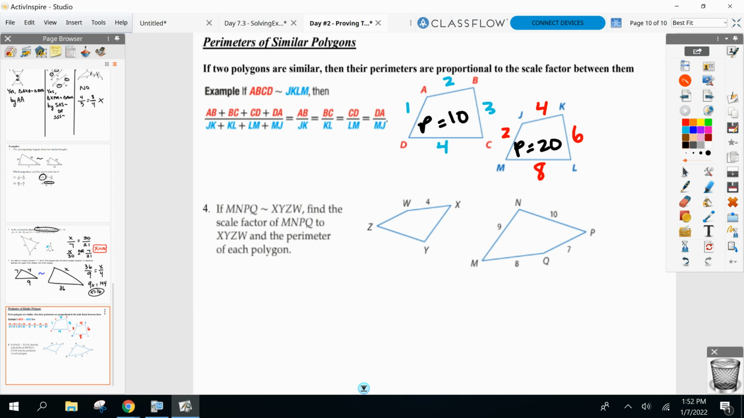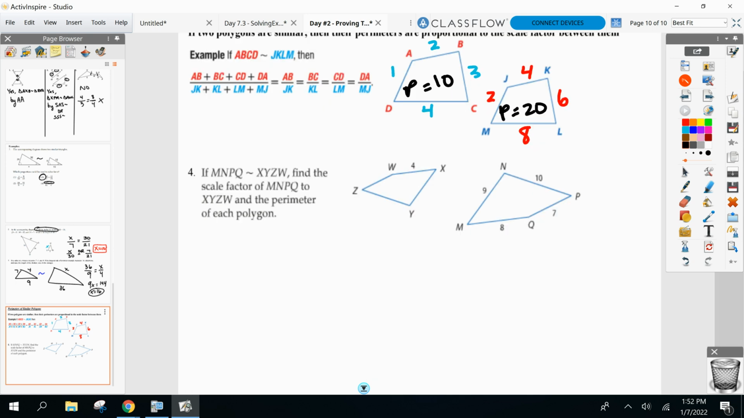What's the ratio of their perimeters? 10 to 20, which reduces down to what? 1 to 2. So whatever the ratio of the sides are, it's the same ratio their perimeters are in. That's what I'm trying to show you right now. Whatever the ratio of the sides are, it's the same ratio as the perimeters. Let's make that sink in right now with problem 4.